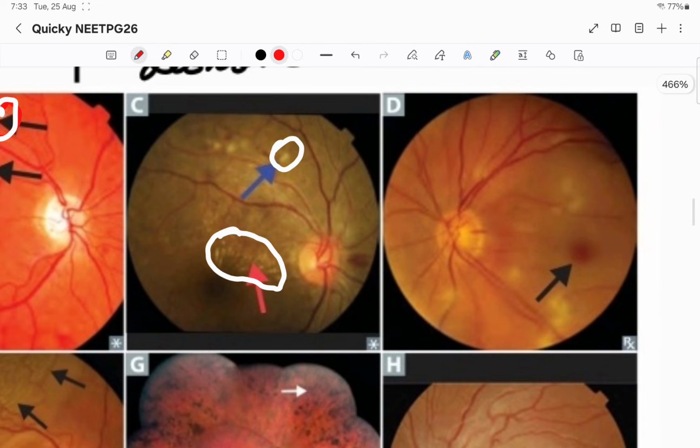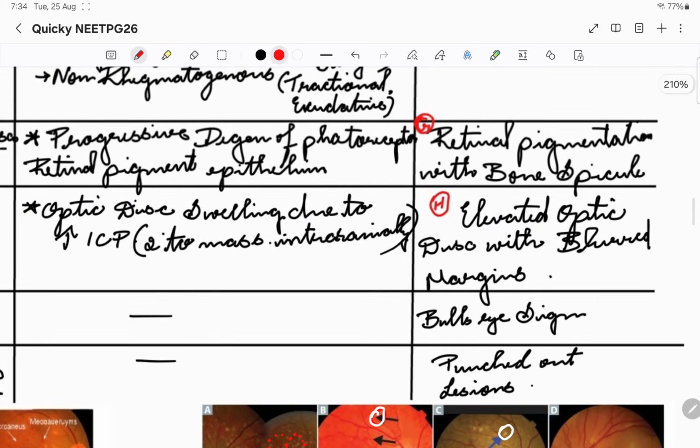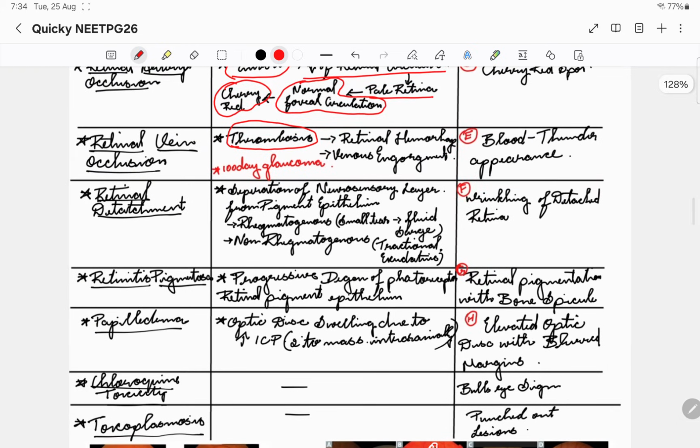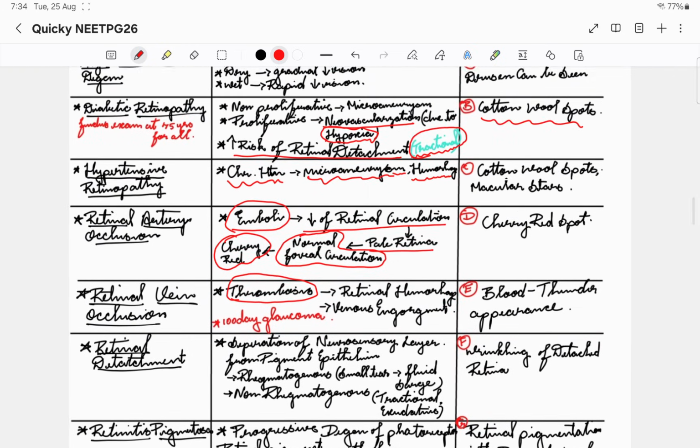In retinal artery occlusion, please see this image. Around the fovea is what has become pale. So with respect to the fovea, it is becoming cherry red, right? Cherry red is there. Okay, so this is how the pathogenesis of retinal artery occlusion would look like. So this is the fundoscopy.